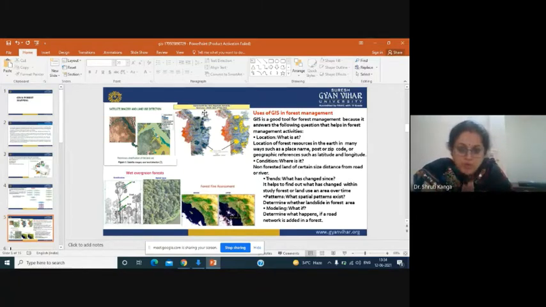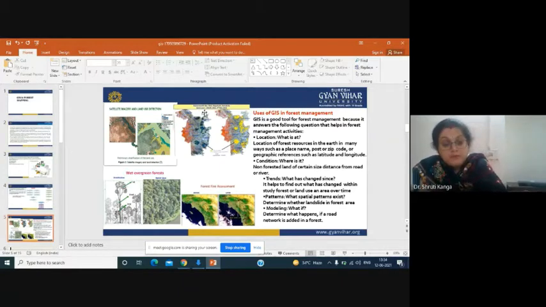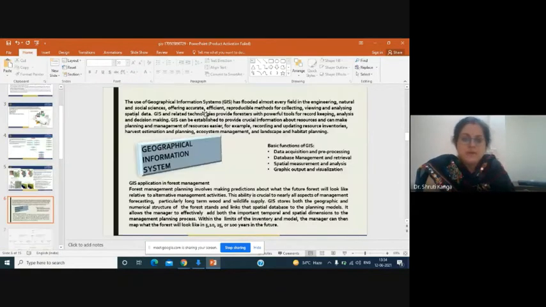So what all analysis can we do? Location based, condition based, trend based, pattern based, and finally we can also go for modeling, that is, future predictions: if a road will cross inside this area, or if we put a particular thing in a forested area, then what can be its after effects. All these things are the use of GIS in different kinds of forest management activities.